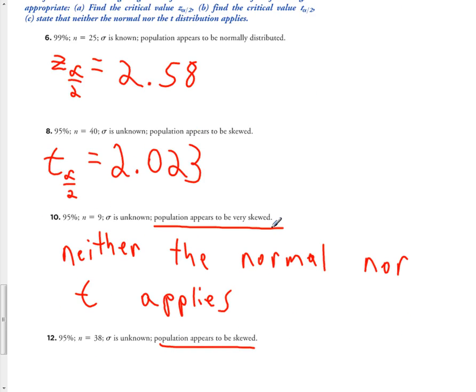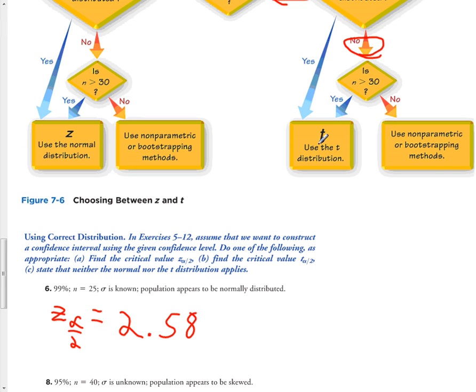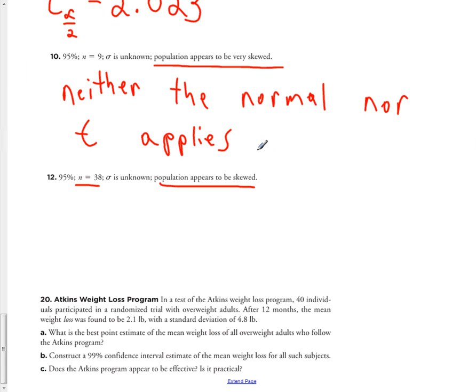And the last question, is n greater than 30? Well, our n is 38. So the answer to this question is yes, n is greater than 30. So in this case, the t distribution can be used. So we're going to once again find a critical t value. To find a critical t value, we use table A3.